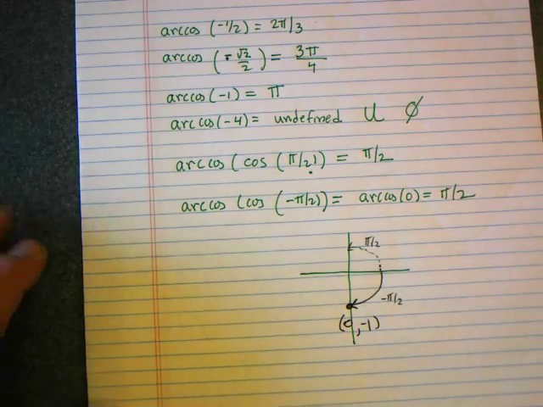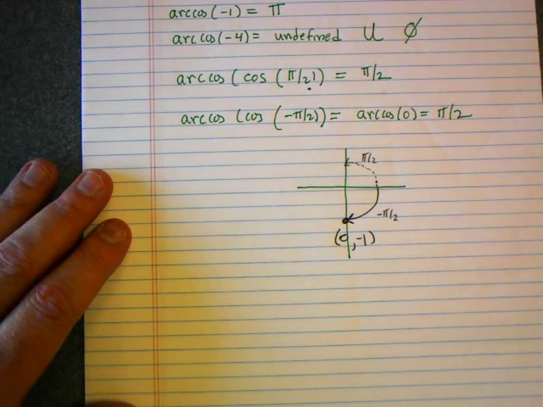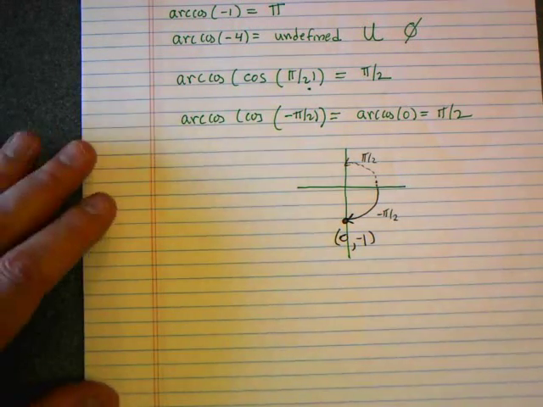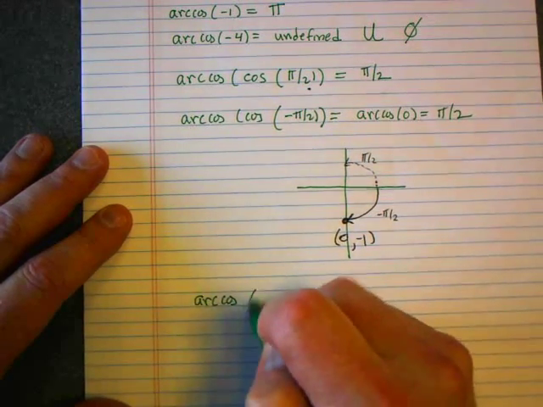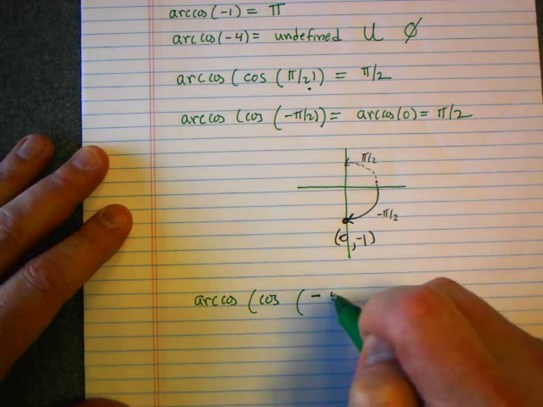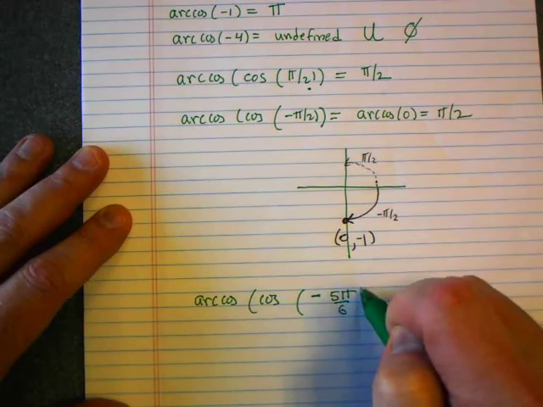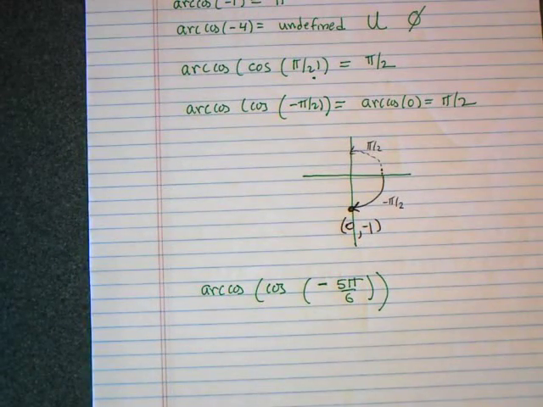All right, one more. If it's written as arc cosine of negative, just the positive counterpart? Oh, that would be too easy. What's the arc cosine of the cosine of negative 5 pi over 6? Is negative 5 pi over 6 in the right zone? No, it's not, because it's got to be between 0 and pi.